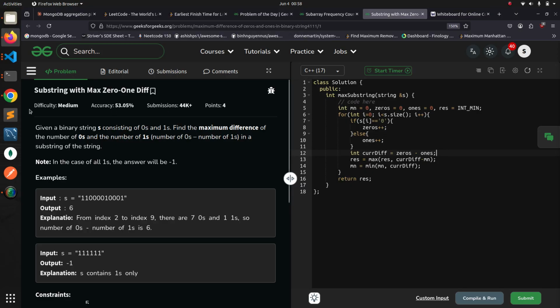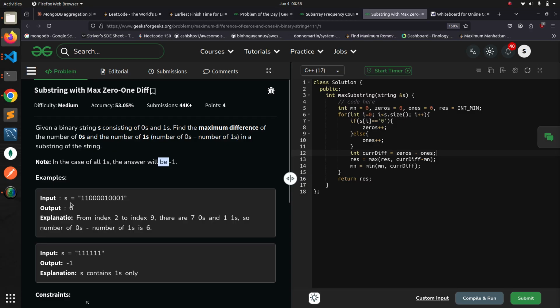Now let's see today's problem: Substring with max 0 and 1 difference. Given a binary string S containing zeros and ones, find the maximum difference of the number of zeros and the number of ones, that is, the number of zeros minus the number of ones, in a substring of the string. Note: in the case of all ones, the answer will be minus 1.